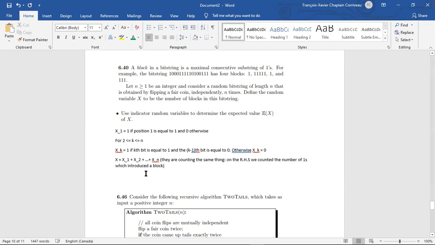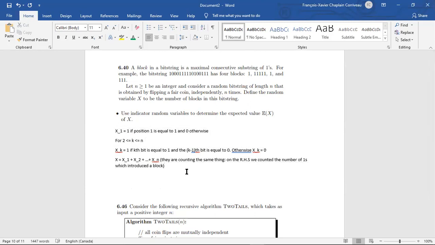Now, once you have done this, that's really the hard part of this question. The rest is something that we've done repetitively. So what do we have? The expected value of x is equal to the sum of these expected values. Here I'll be a bit careful. The sum from k equal to 1 to n.